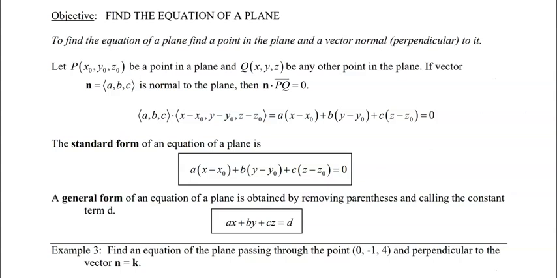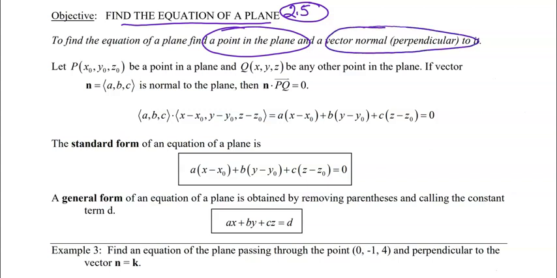All right, we are here at 2.5 second part, which is finding the equation of a plane. To find the equation of a plane, you have to have a point on the plane, and you have to have a vector which is normal to the plane. All right, normal vector to the plane.